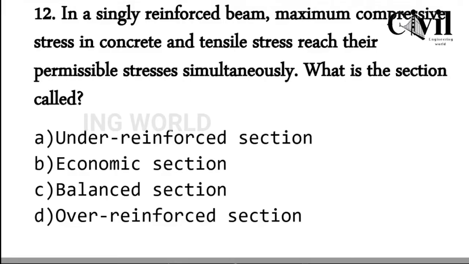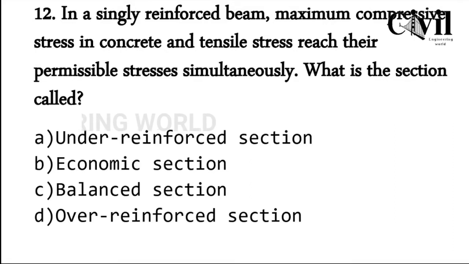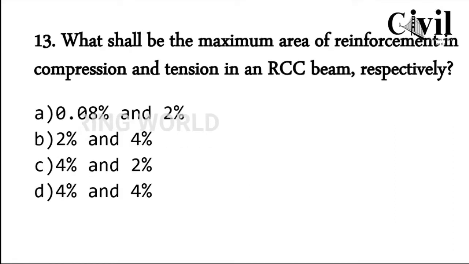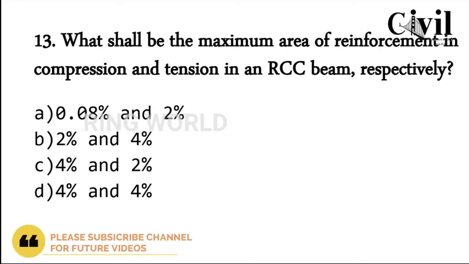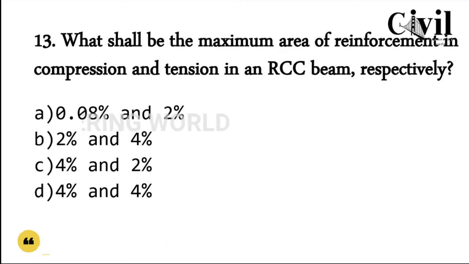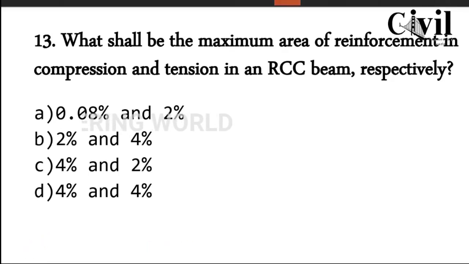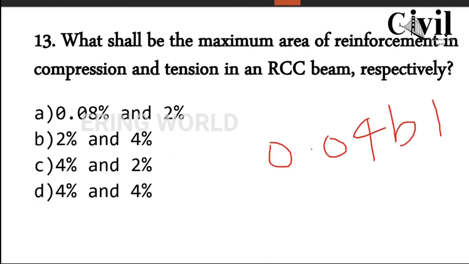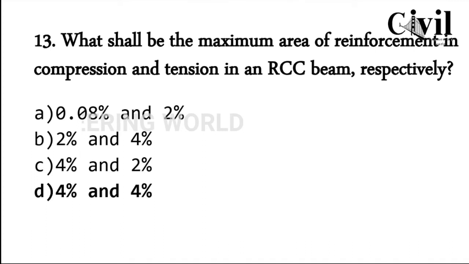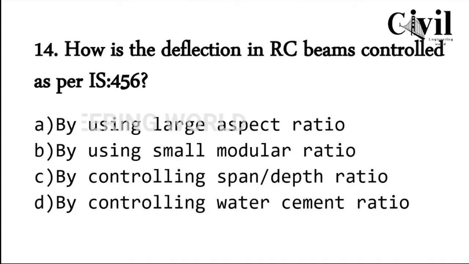Okay, so next, move to the next one. In this one, what shall be the maximum area of reinforcement in compression and tension in RCC beams? So normally we use the formula 0.04 of B into H. So B or D, its value will be 4%. D is the correct answer.